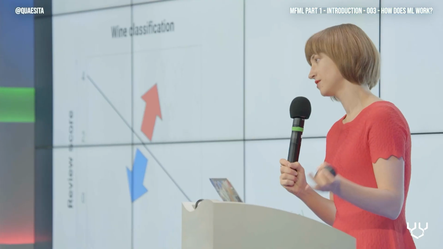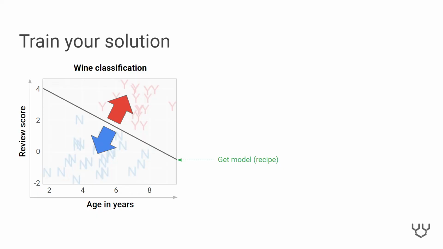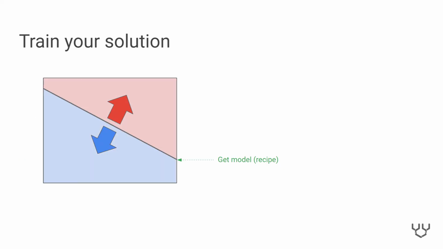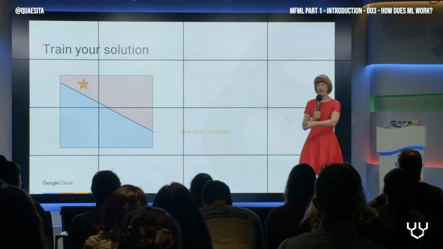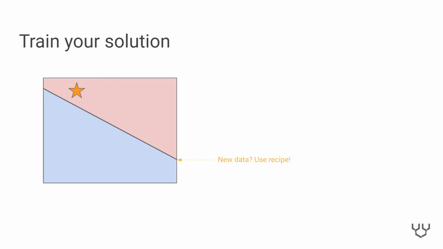Now, a model is just a fancy word for recipe here. Just a set of instructions to take inputs, turn them into outputs. And our model reads, if we're in the red region, call it red. If we're in the blue region, call it blue. Job done. And so in comes a new bottle of wine. Red or blue? Red.